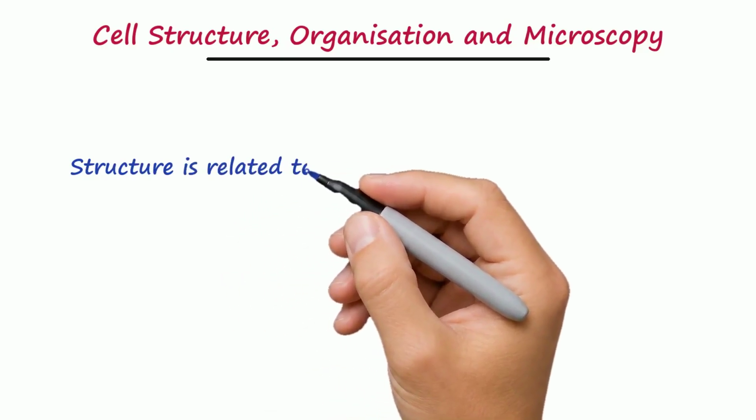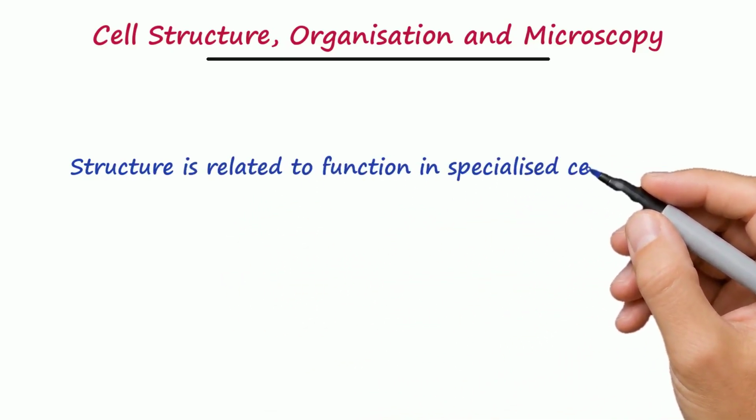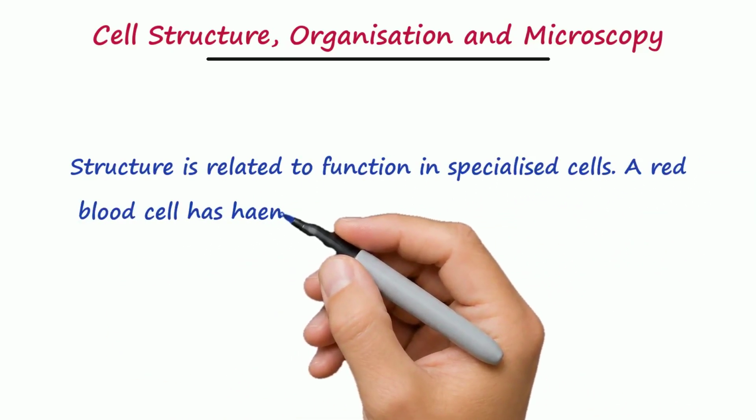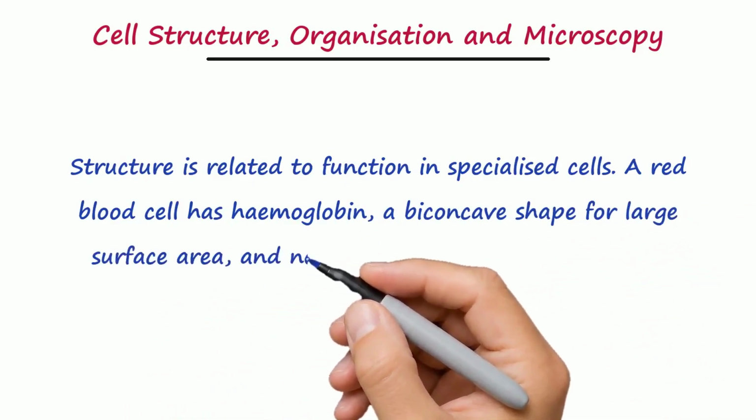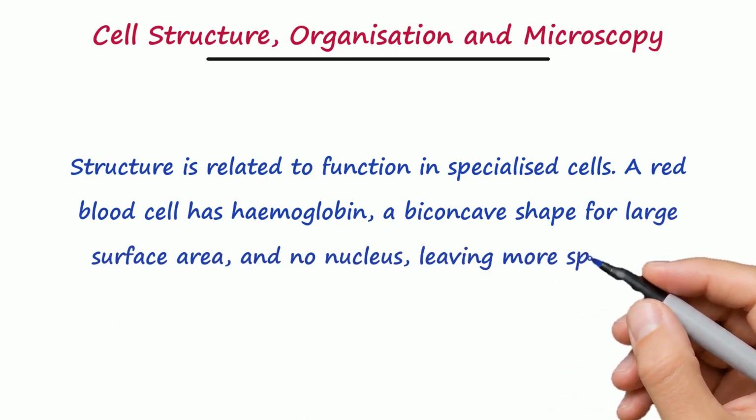Structure is related to function in specialized cells. A red blood cell has hemoglobin, a biconcave shape for large surface area, and no nucleus, leaving more space for hemoglobin.